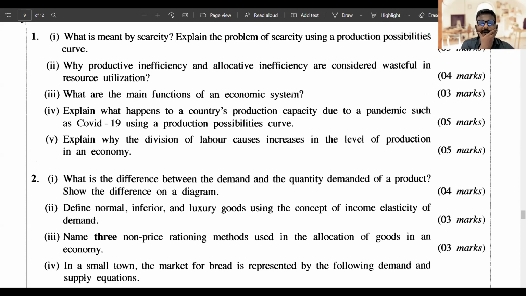Right. So here, the question is, you have to read it properly and see. Explain what happens to a country's production capacity due to a pandemic such as COVID-19 using a production possibilities curve. They are not asking you to say, when COVID-19 struck, what has happened to a country? They're asking when a pandemic strikes. For you to understand what is a pandemic, they have given such as COVID-19, what will happen to the production capacity of a country, right?